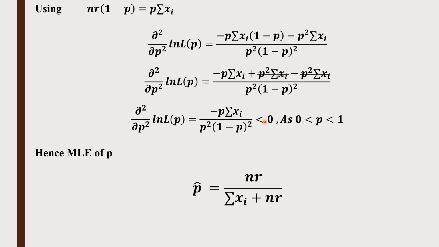This expression will be less than 0 because the denominator terms are square terms and p is having range greater than 0 and less than 1. So this whole expression will be less than 0. Hence the final estimate or the MLE of parameter p for the negative binomial distribution, p hat, is nr over summation xi plus nr, which is the required MLE.